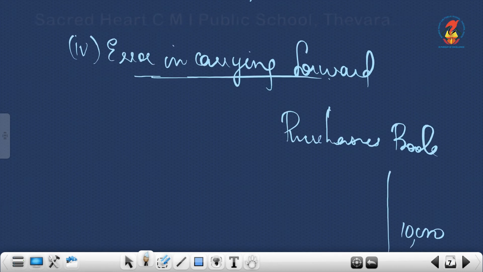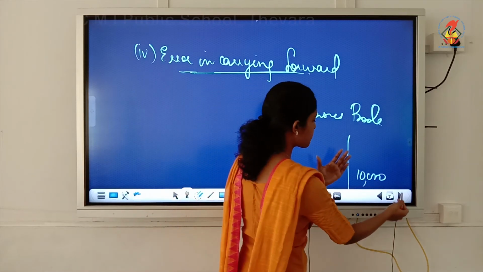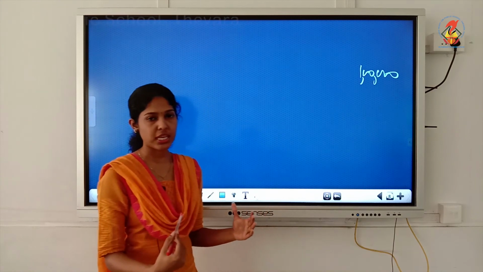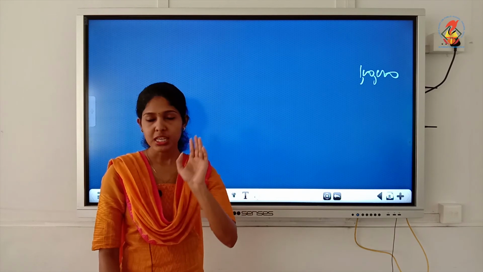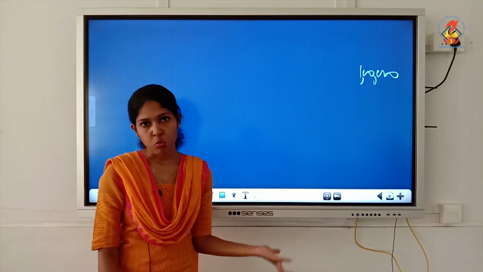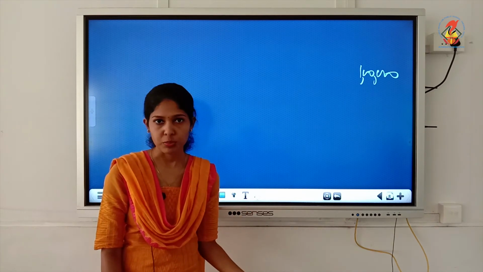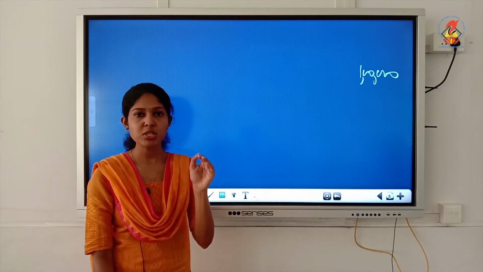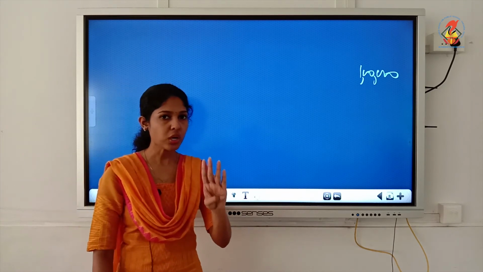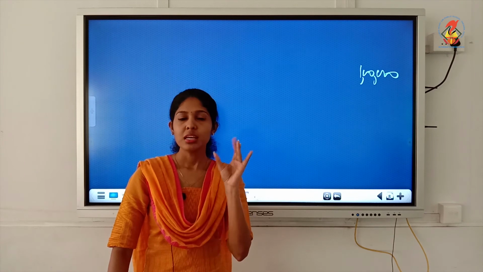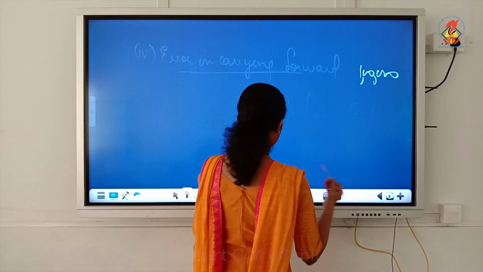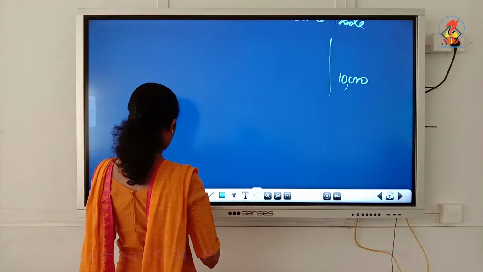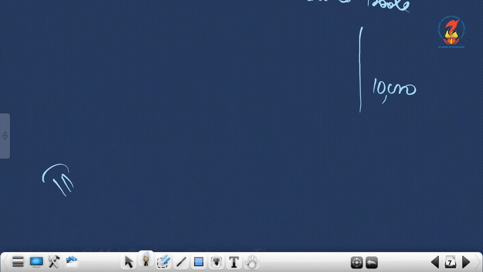Understood? So, when you take the amount from one page to the next page, if you commit a mistake, that is error in carrying forward. Or you wrote the carry down figure correctly, but when you wrote the brought down figure, you wrote 1 lakh instead of 10,000. That is also error in carrying forward. Understood? So, with this, error of commission is over. Under error of commission we have four: error of recording, posting, casting, and carrying forward. The third main heading is error of principle.